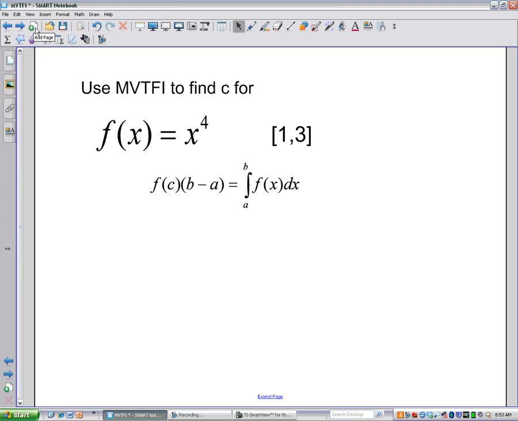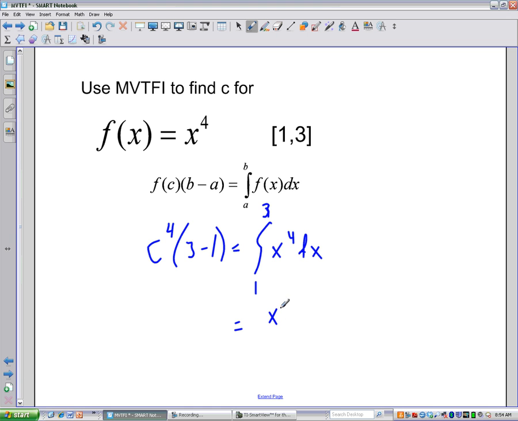Use the mean value theorem for integrals to find the value of c for this problem. We're just going to set it up and run through it. So f of c means plug c into the function: c to the fourth, times b minus a, 3 minus 1, equals the integral from a to b, 1 to 3, of x to the fourth dx. We can do the right part really easily.